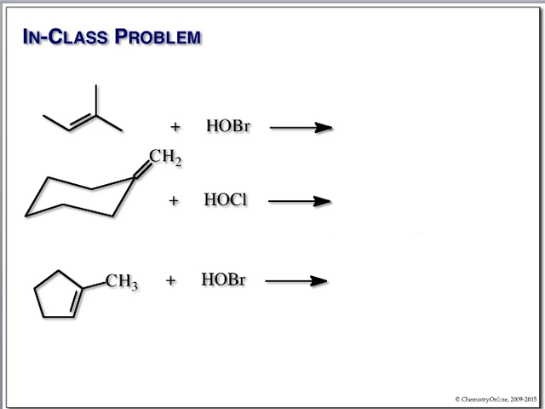I know the hydroxyl group is going to add to the carbon that would give the most stable carbocation. So I look at my molecule. This would give a tertiary carbocation. This would give a secondary, wouldn't it? So where does hydroxyl go? On the tertiary. And the bromine goes on the secondary.